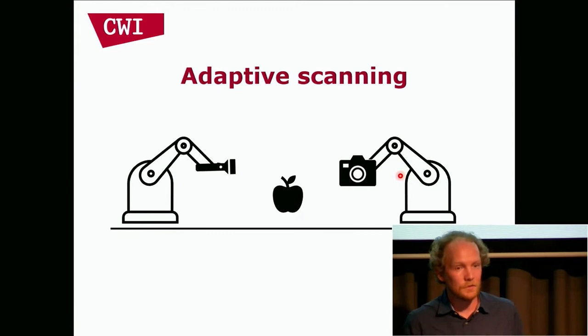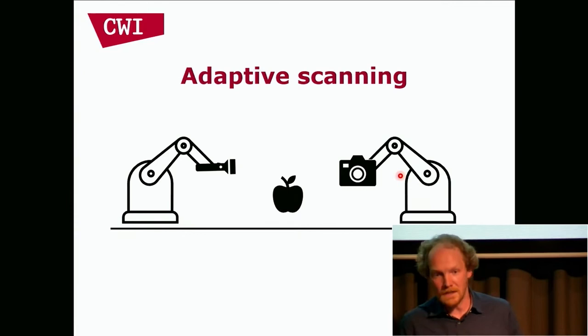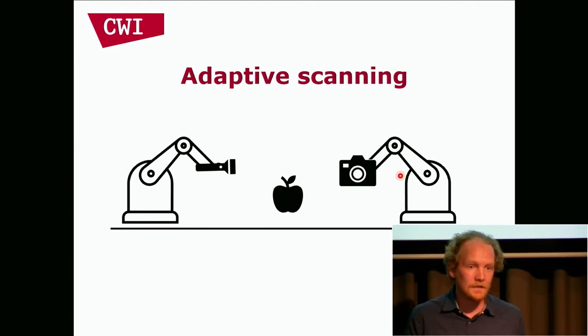So what is needed for this is first mathematically modeling the questions that you may have about the object, and then figuring out how to adapt the scanner to it. This really brings together various topics, including Bayesian modeling, optimal control, reinforcement learning. So again, highlighting how mathematics and computer science can benefit these types of applications.